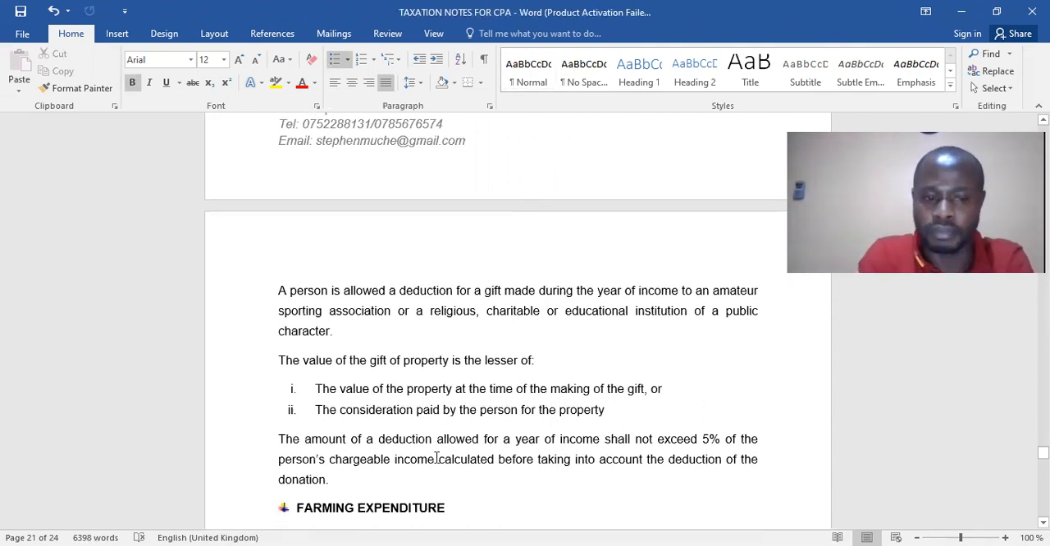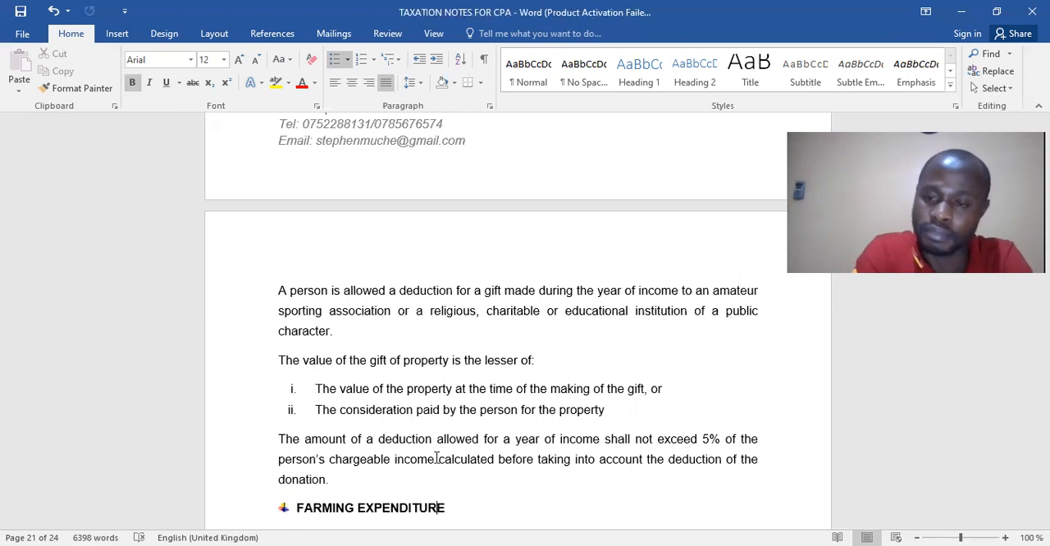About the amount, you were trying to explain the amount. Yes, the amount of that deduction should not exceed 5% of the chargeable income, calculated before taking into account that deduction. So in other words, the donation which is allowable should not exceed the 5%.